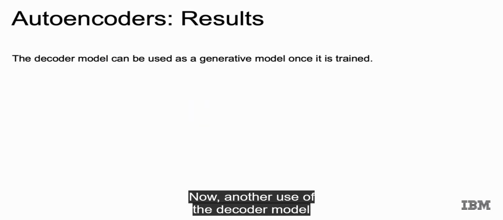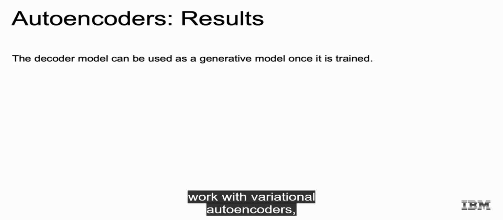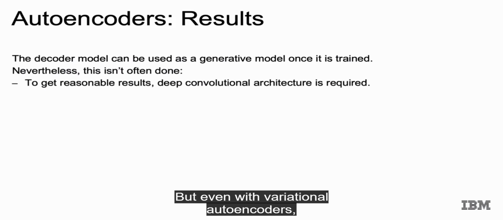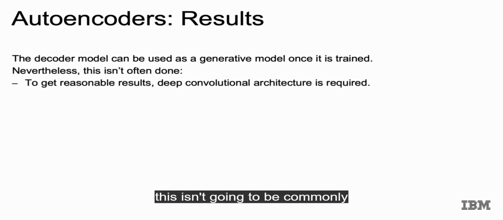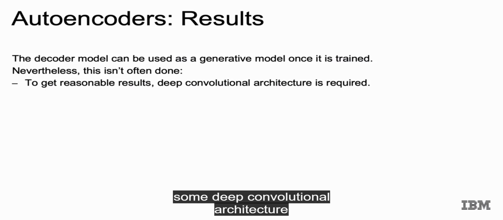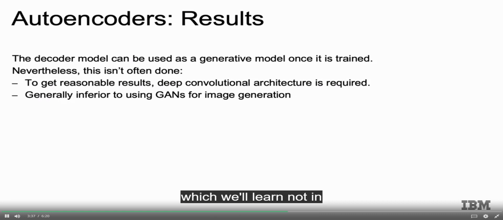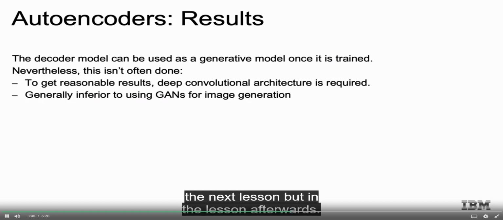Now, another use of the decoder model is to actually work as a generative model. And in order to properly do this, we would probably want to work with variational autoencoders, which we'll discuss in the next lesson. But even with variational autoencoders, this isn't going to be commonly done, due to the fact that in order to get reasonable results, some deep convolutional architecture is generally going to be required. And even with that, generally speaking, the results of that image generation will generally be inferior to that of GANs, which we'll learn not in the next lesson, but in the lesson afterwards.